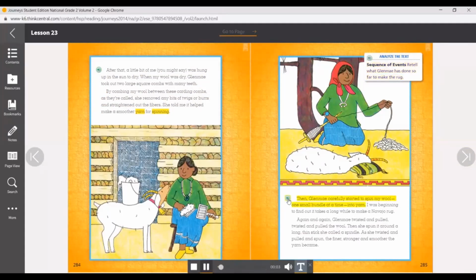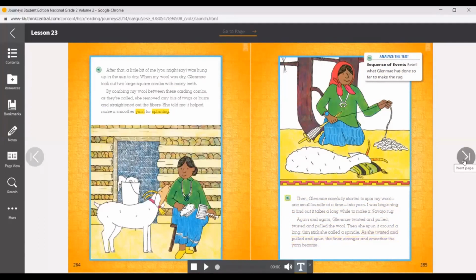Then Glen May carefully started to spin my wool, one small bundle at a time, into yarn. I was beginning to find out it takes a long while to make a Navajo rug. Again and again, Glen May twisted and pulled the wool. Then she spun it around a long, thin stick she called a spindle. As she twisted and pulled and spun, the finer, stronger, and smoother the yarn became.